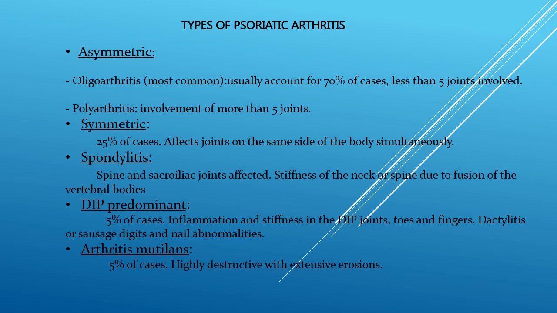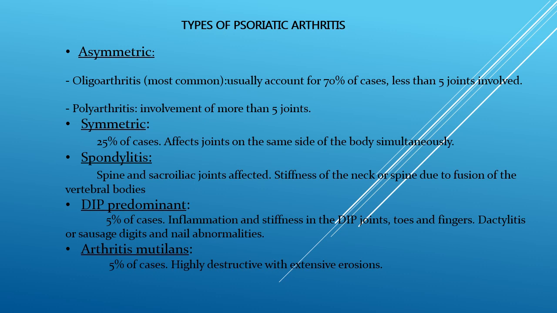Different types of psoriatic arthritis. First one is the asymmetric type. Two variants are there, oligoarthritis and polyarthritis. In oligoarthritis, less than 5 joints are involved, and in polyarthritis, there will be involvement of more than 5 joints. The most common type of psoriatic arthritis is the asymmetric oligoarthritic type, which usually accounts for 70% of the cases.